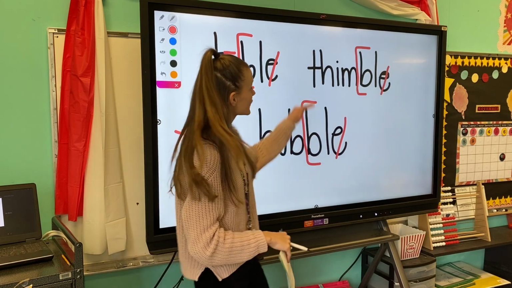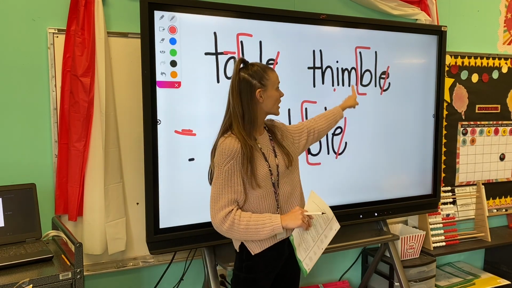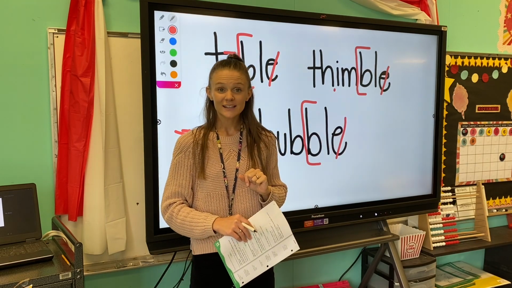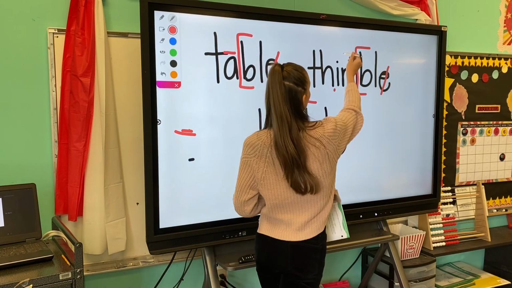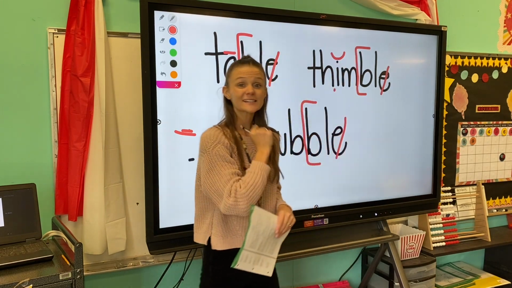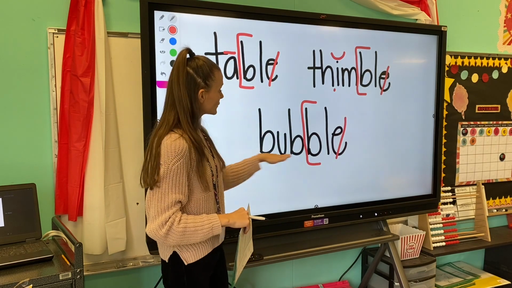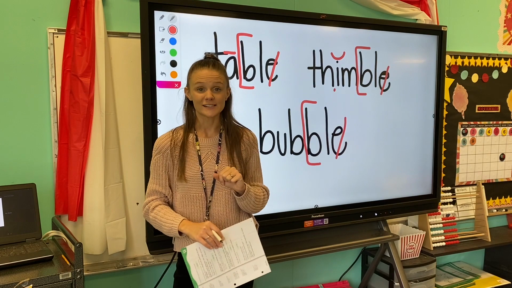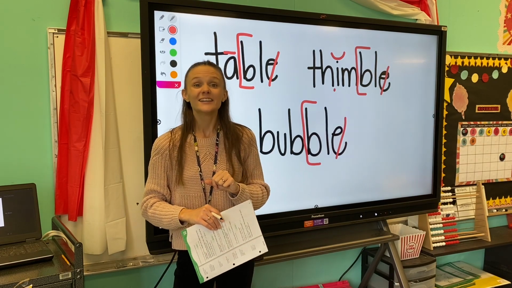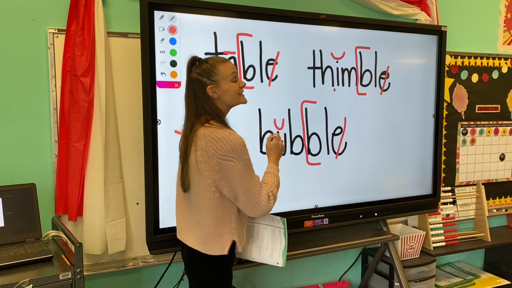Let's look at the first syllable in this word. Does my I have a consonant after it? Yes, it does. That means this vowel is going to be short because it has a consonant after it. This word down here is the same way. Does my U have a consonant after it? Yes, it does. So I'm coding it with the short symbol.